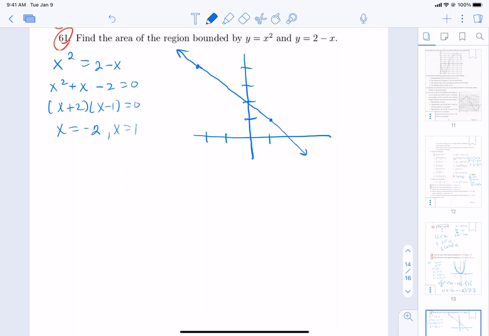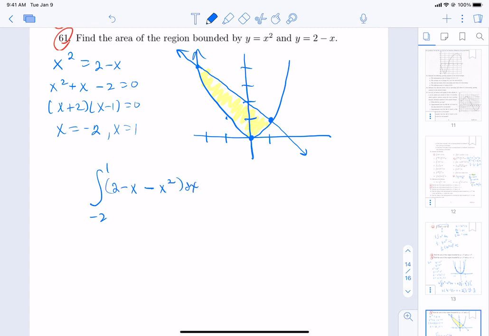And then the other is just the standard parent parabola. So 0, 0, 1, 1, 2 goes up to 4, and so on. So you can see that the area between the curves, the line is always the top function, and the parabola is always the bottom. So the area is just going to go from negative 2 to 1. See how important those numbers were? Because they show up as the boundaries on our integral. And it's going to be the top function, 2 minus x, minus the bottom function, x squared.